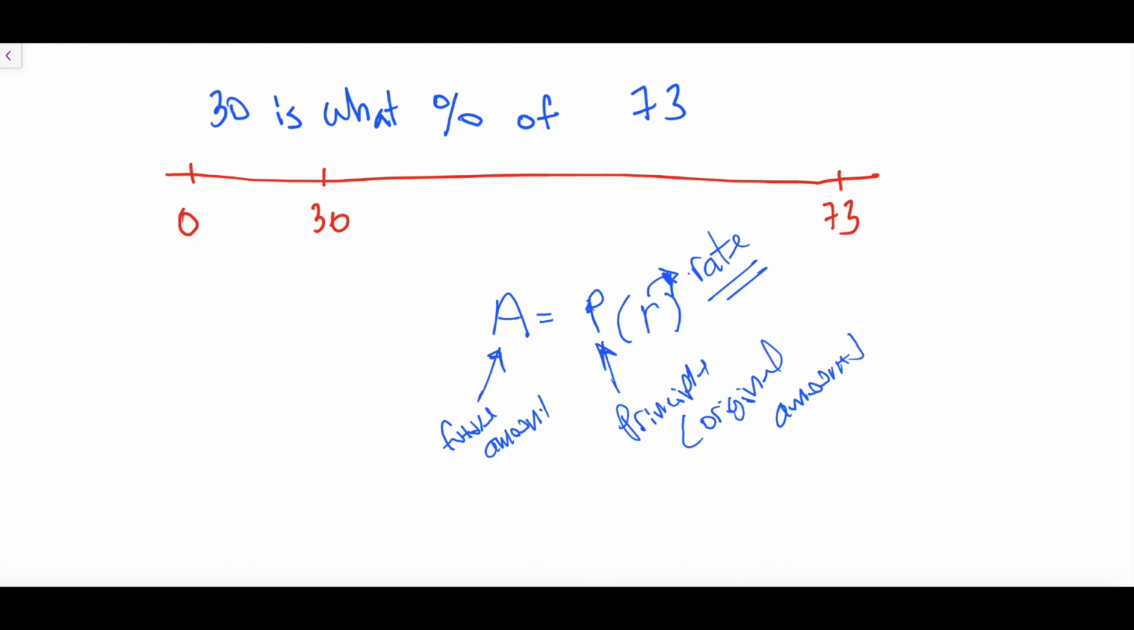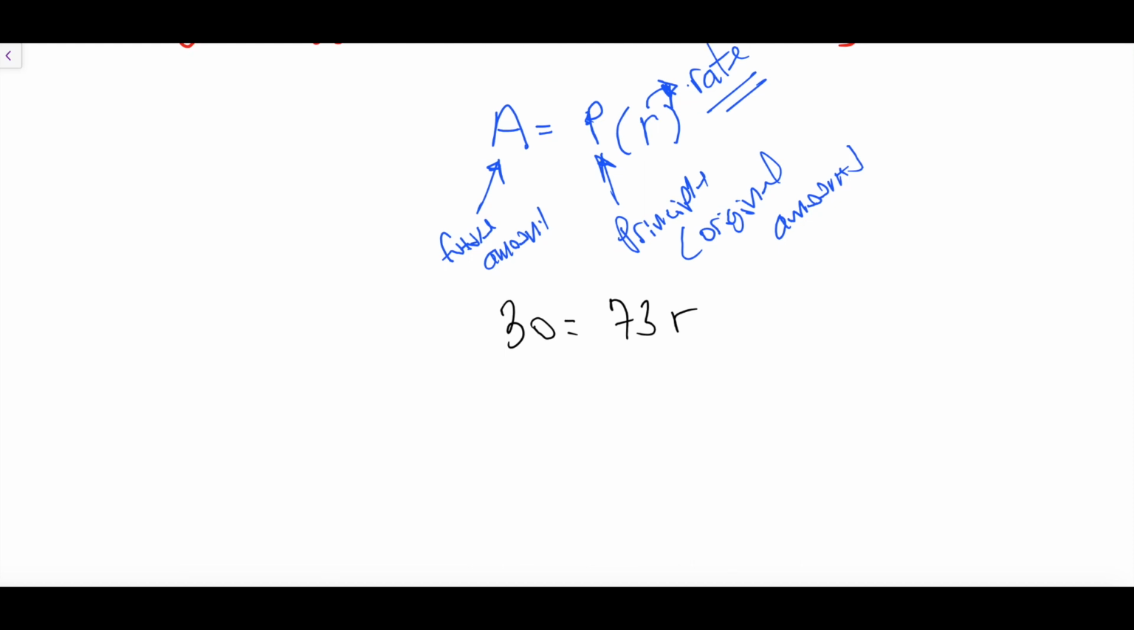Okay, so we go over here. So we're trying to find, well, do we know our future amount? Yeah. What's our future amount? 30. Boom. Do we know our principal? 73, yep. We know the original amount. Yes, the OG amount. And do we know our rate? We don't. So we're trying to figure that out. So we're going to use a little algebra. So what do we divide both sides by? 73. Divide both sides by 73.